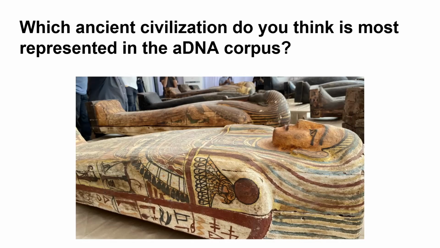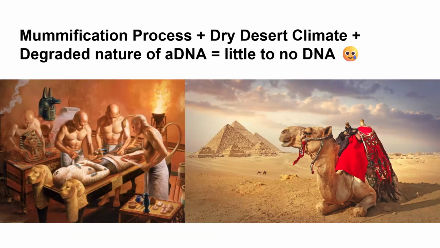Why don't we have more mummy DNA? Well, the mummification process actually breaks down DNA. You have a chemical such as sodium carbonate, also known as natron, used in the mummification process. It breaks down DNA. On top of that, the dry desert climate, and the humidity in tombs, because these are enclosed tombs with high humidity. With all this combined, and on top of that, ancient DNA is already very, very degraded, you have little to no DNA, unfortunately.